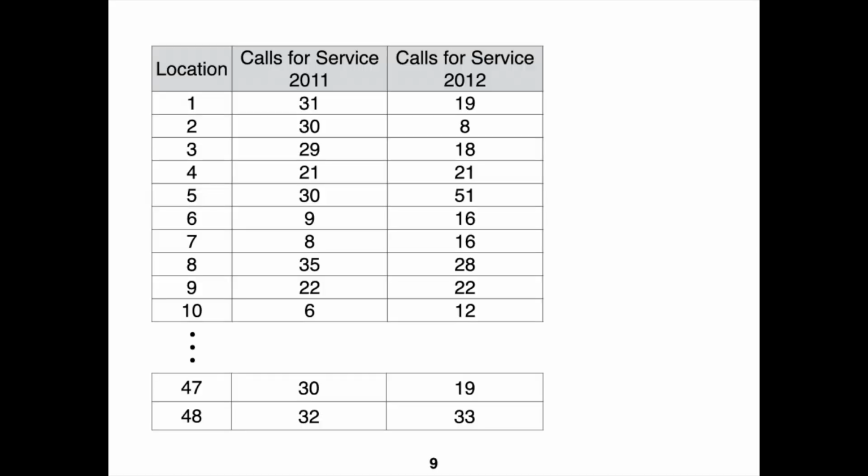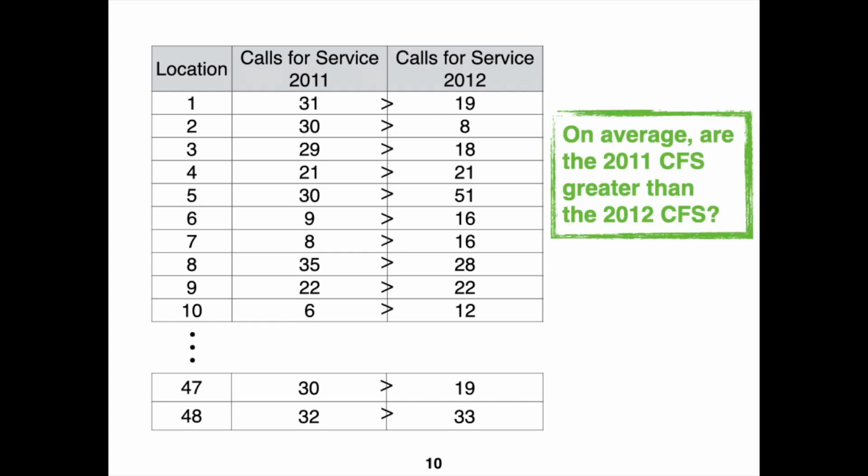So here's the data that I collected. Every one of these rows represents a different hotspot, and you'll notice that we got two columns of information. Here I've got the number of calls for service in 2011, and then again I've got the number of calls for service for each of these locations in 2012. So the idea is that we have these 48 different units, and we've basically measured them twice. On the one hand, you can think of it like we're asking the question, on average, are the 2011 calls for service greater than the 2012 calls for service?